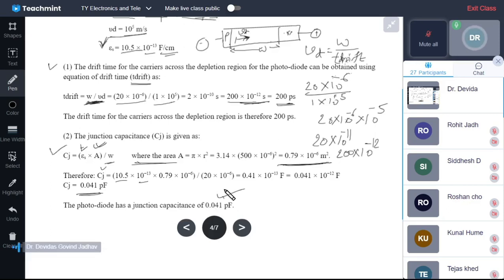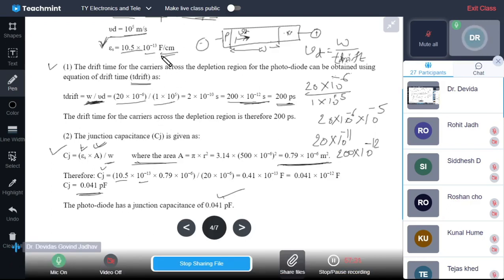So what is the problem have you identified here? The problem is epsilon is given in farad per centimeter. Either you convert it to farad per meter or convert the area to centimeter square. Then this problem will be correct. This answer is not correct, so I will give it to you as homework. Either convert it to farad per meter or convert this area to centimeter square.